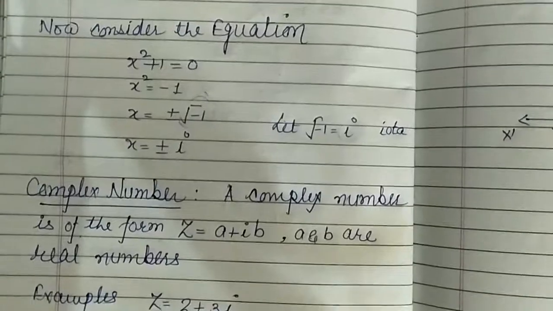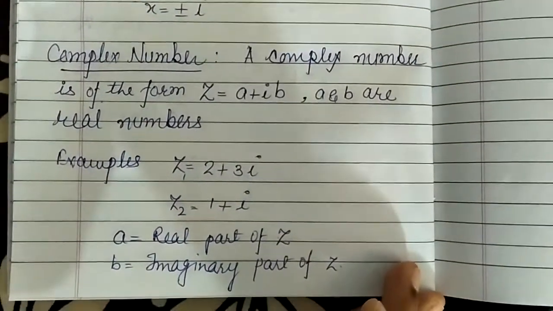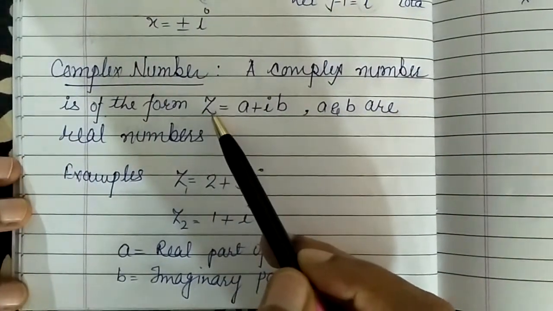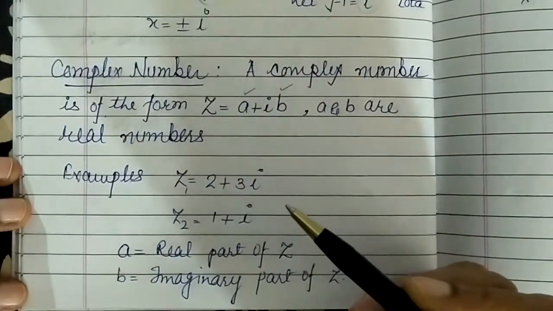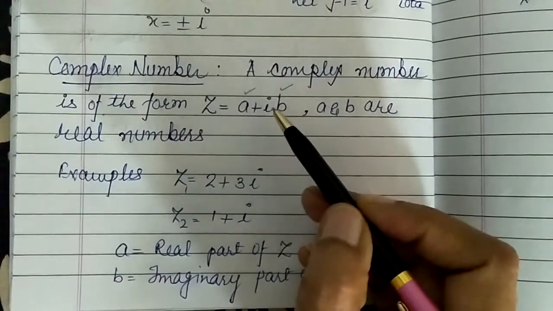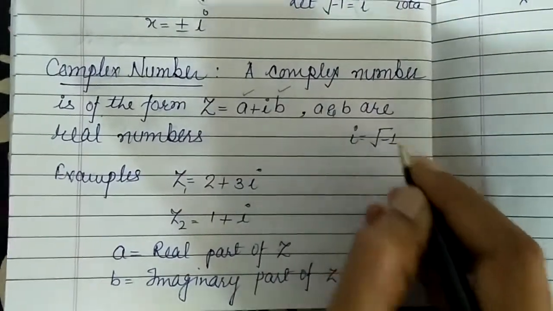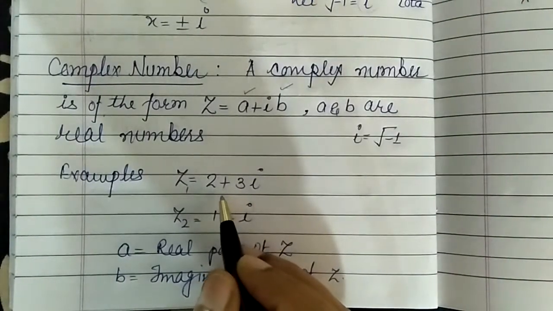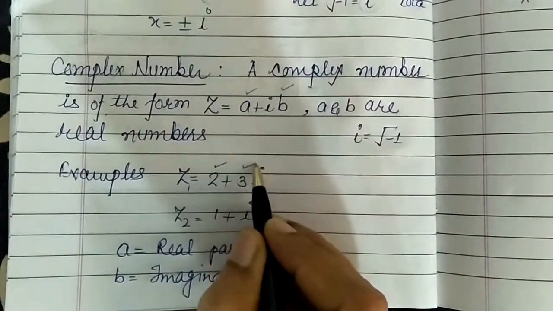Now we are going to define a complex number. A complex number is of the form z is equal to a plus iota b, where a and b are real numbers. Any number of the form a plus iota b. What is iota? We have defined it already: iota equal to square root of minus 1. For example, we can take z1, any complex number, 2 plus 3 iota. Here a is 2, b is 3.